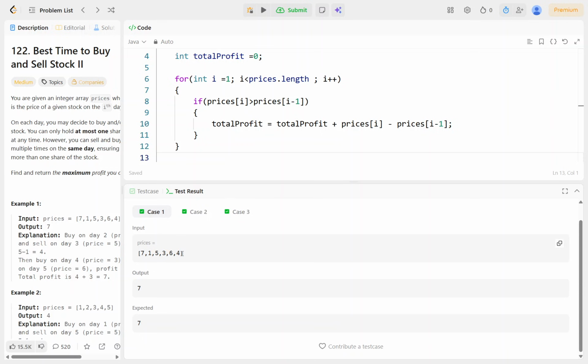Then again it will go with 4. Is 4 greater than 6? No. So that's how the condition is running here. As I mentioned, we are checking the selling price and the cost price one after another. As soon as the selling price is greater than the cost price, we subtract and add to the total profit. So that is one way.